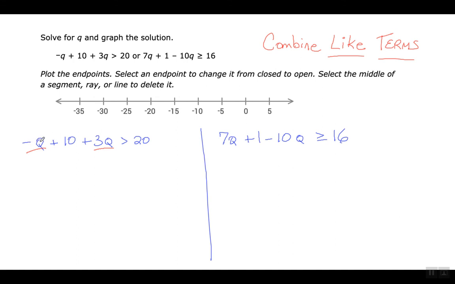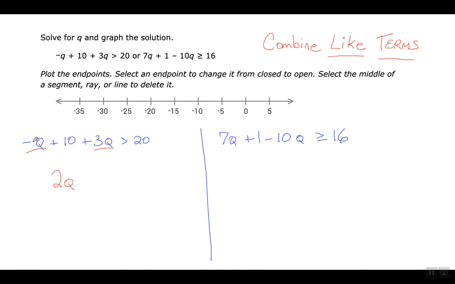So this is negative 1q plus 3q. When you combine them, it's going to keep the q in the back. All you're doing is in the front, negative 1 plus 3. Negative 1 plus 3 is positive 2. So that when I combine those two, I'm going to get 2q.